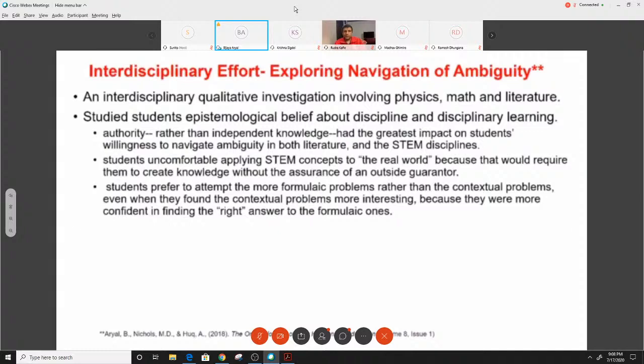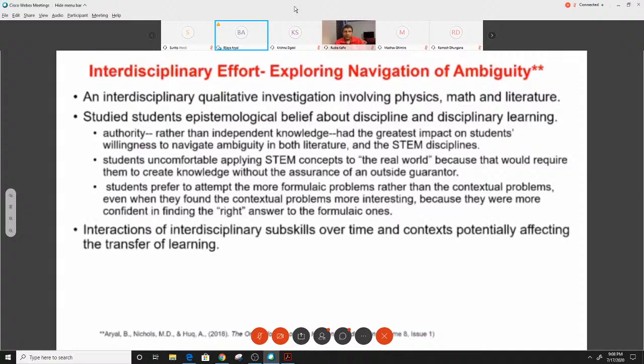We also found the importance of the interaction of interdisciplinary sub-skills. Actually, they evolve over time and they change over context. And if students are trained more, they can transfer the learning. That is one of the things that we found from this qualitative study.